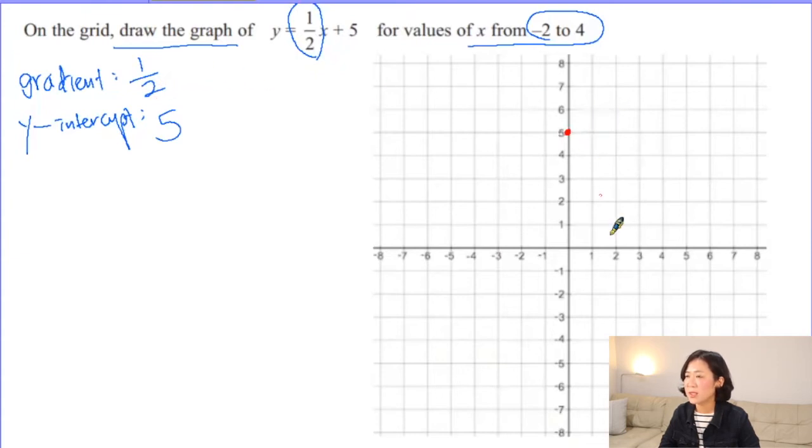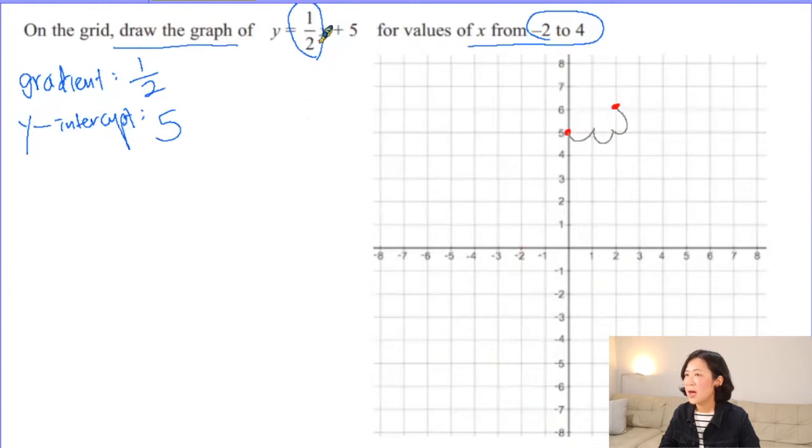Then the gradient is a half. That means, remember the formula, when you move 2 to the right, you move 1 up. Then we can draw a new point, then join them together. That gives you the y equals half x plus 5 graph.